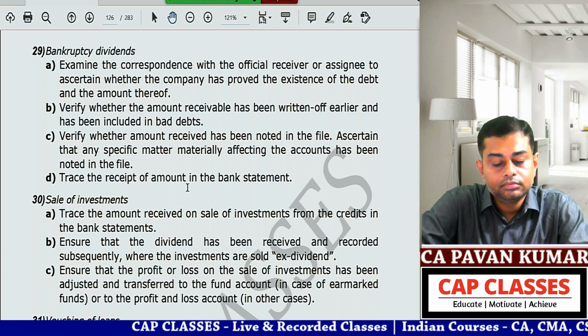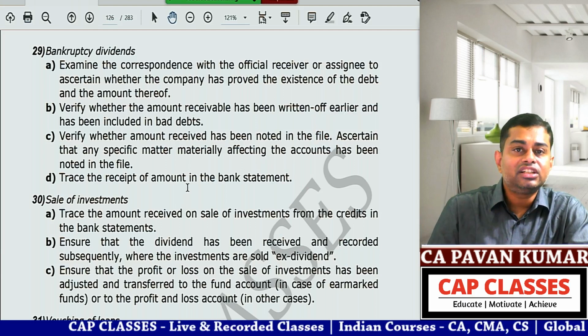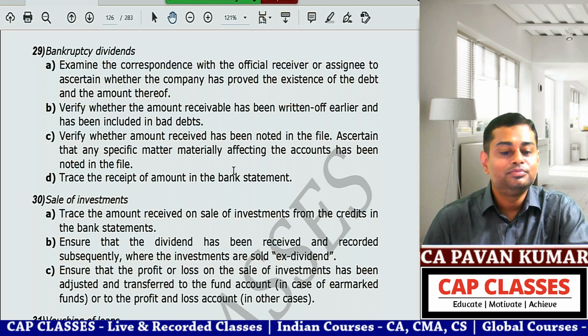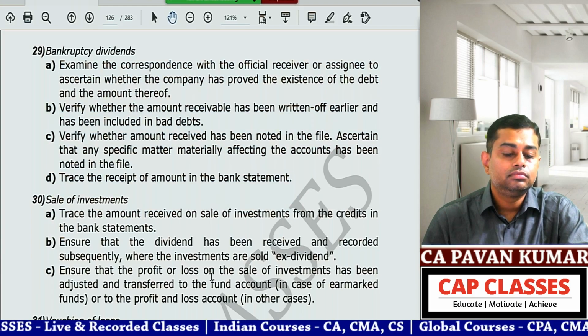Next. Trace the receipt of the amount in the bank statement. So the official receiver said you will get 42,000, no? So verify the bank statement whether that 42,000 came or not. That's all. You understand?